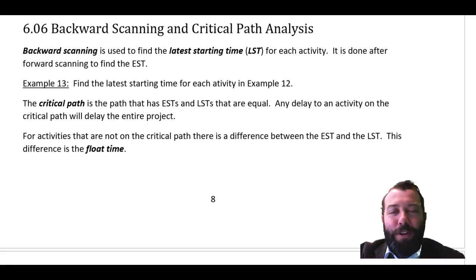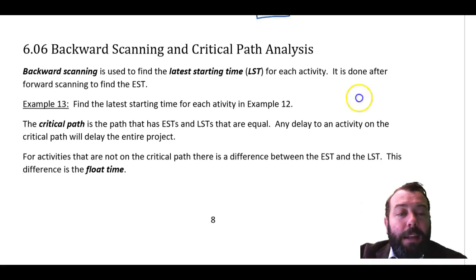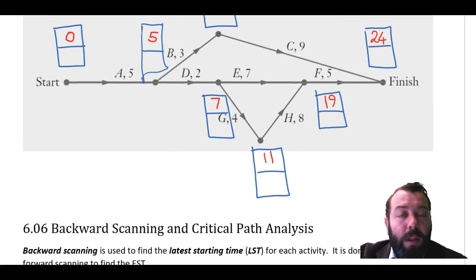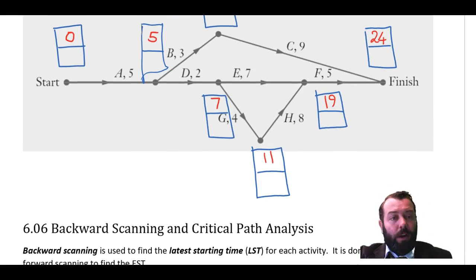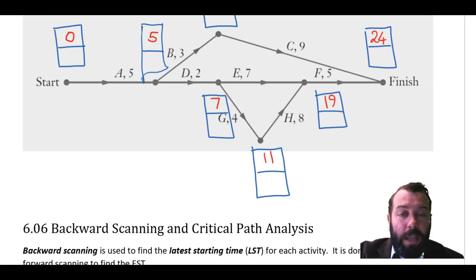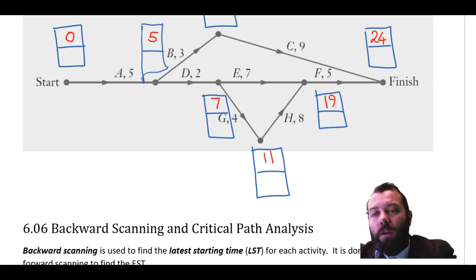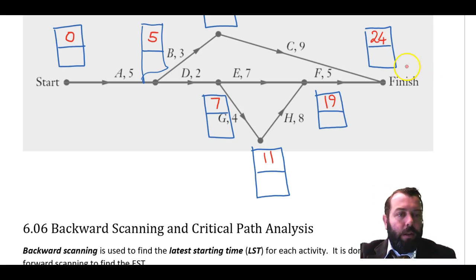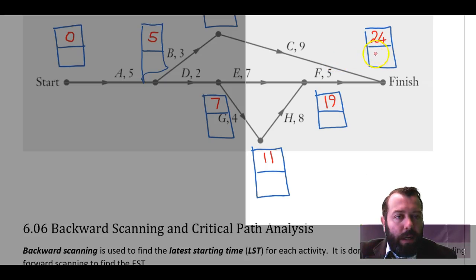So, example 13 says to work our way back and find the latest starting time for each activity in example 12. The way that we do this, backward scanning, is we work our way backwards. We're going to begin with the finish. So, we're talking about the latest starting time here. We put in this 24.